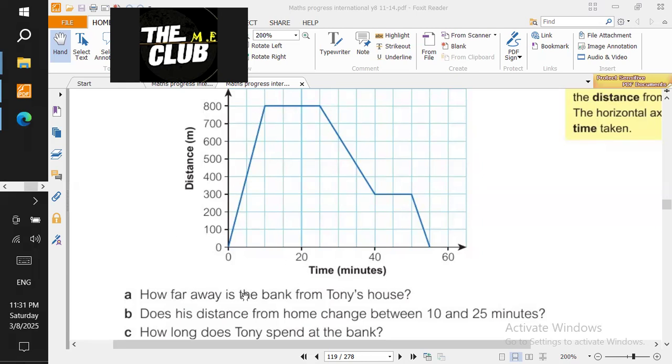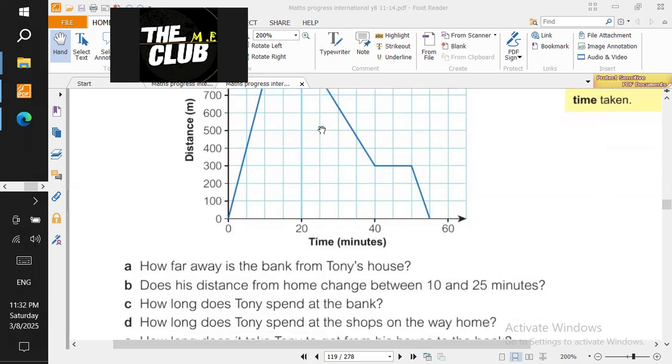Good, 800 meters. Does his distance from home change between 10 and 25 minutes? That's 20, so that's 10. So 10 to 25 minutes. Does the distance change? No, it doesn't. It's the same distance because he's staying in the bank now. This is the bank, okay? So same distance. It didn't change. How long does Tony spend at the bank? He stayed at the bank from here, which is 10, till 25. So this means how many minutes? 10 to 25? 15 minutes.